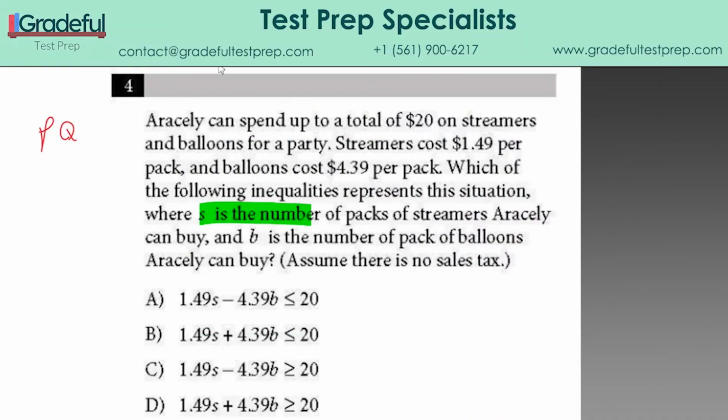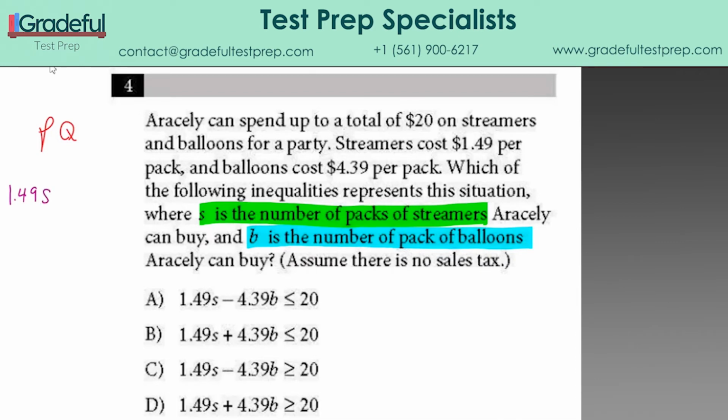So S is the number of packs of streamers. If I were doing this on a real SAT on my own, I might take a second to write that out. And B is the number of packs of balloons. So if we're setting up a price times quantity statement, we know that for the streamers, they're 149 each, and we have S of those.